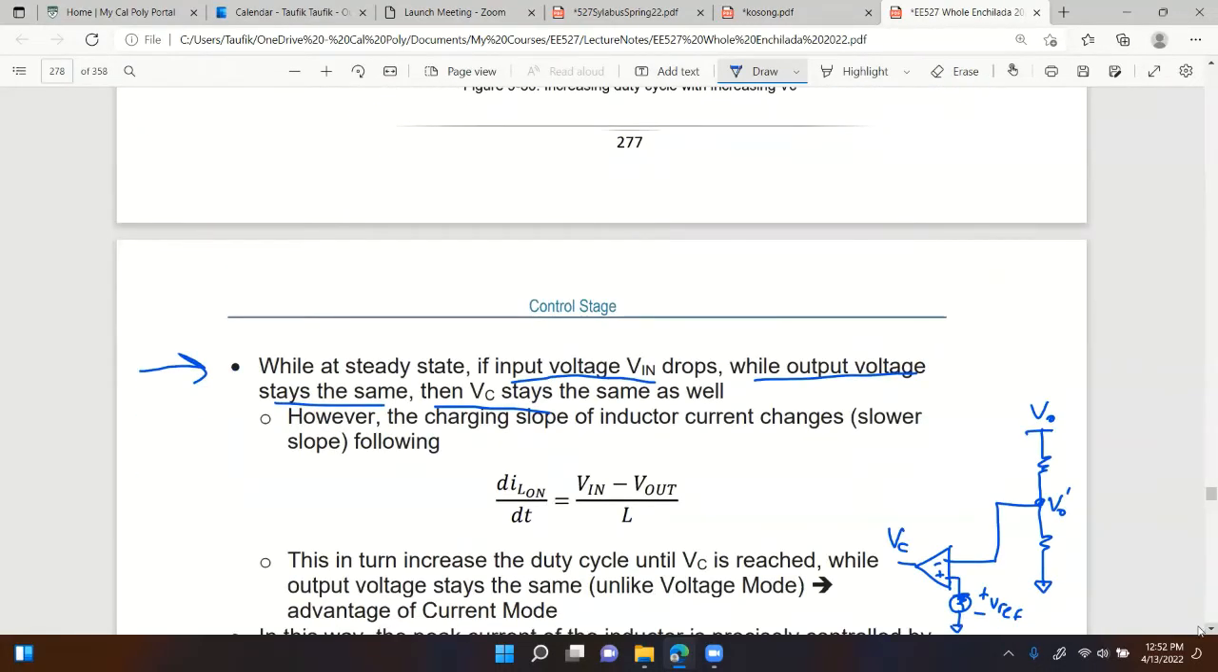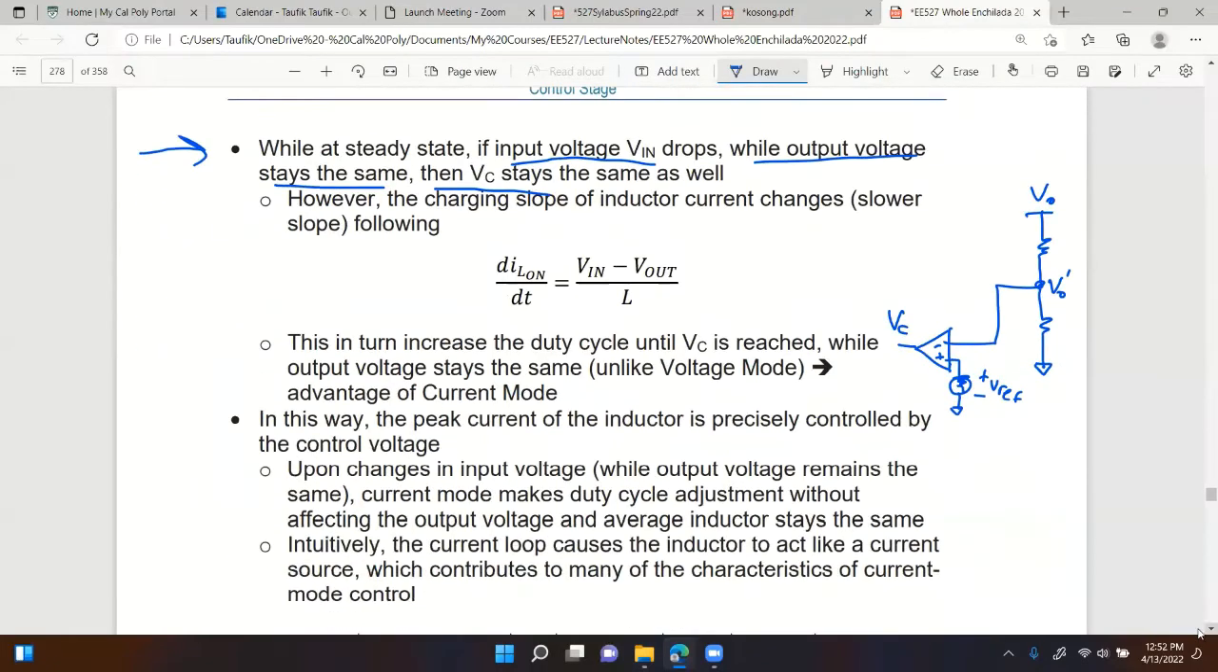How is it better? Now, while at steady state, if input voltage V in drops while output voltage stays the same, then VC stays the same. That could be a problem, but we'll see. However, the charging slope of inductor current changes as well, as I explained earlier. That's the same equation I wrote earlier, right? This in turn increases the duty cycle until VC is reached.